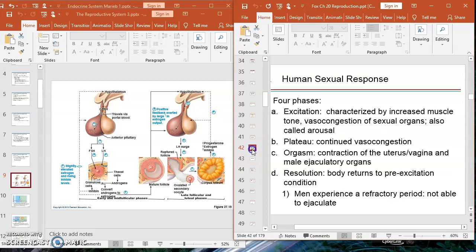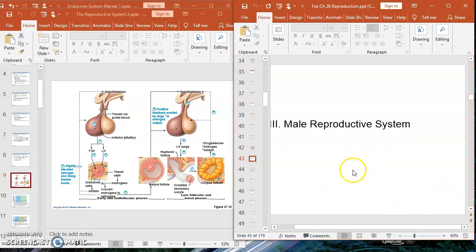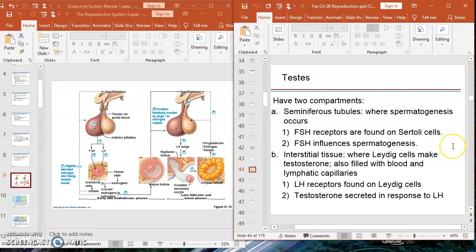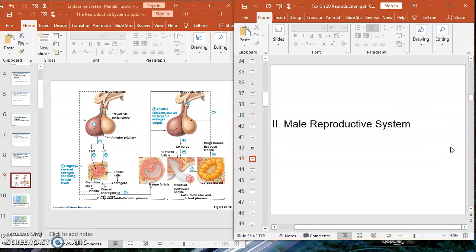Okay, go back to this one. Make sure I captured everything. Okay, nothing there. All right. Now we're to the male reproductive system, and I'm going to end this one here so we can start a new one to discuss the male reproductive system.